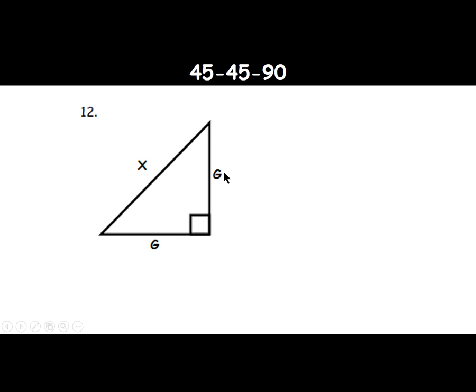Which is why we represent this with letters. We can say if I have a right triangle here, and it's isosceles because two of the sides are the same, I have my sides as G and G. It doesn't matter what G is, it could be 7 or 48 or 31.9, but the hypotenuse is going to be that same number with the square root of 2 tagged on to the end.